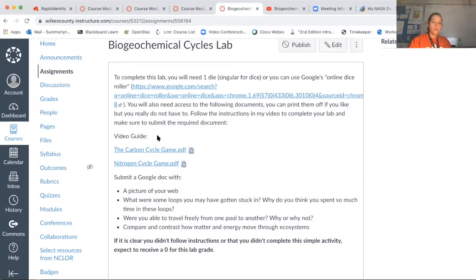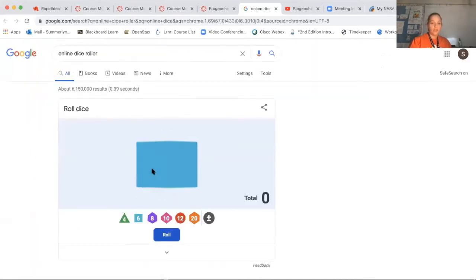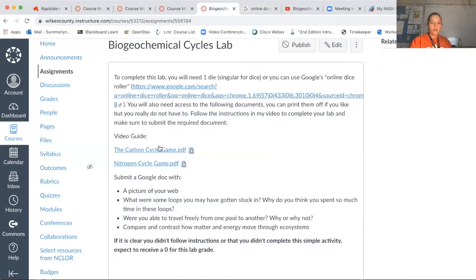To do this lab, you're going to need one die, a six-sided die. If you don't have one, then you can use the online dice roller. If you click on this link, it's going to take you here and you just click roll and it gives you different numbers. You also have these two links and you'll use one at a time.